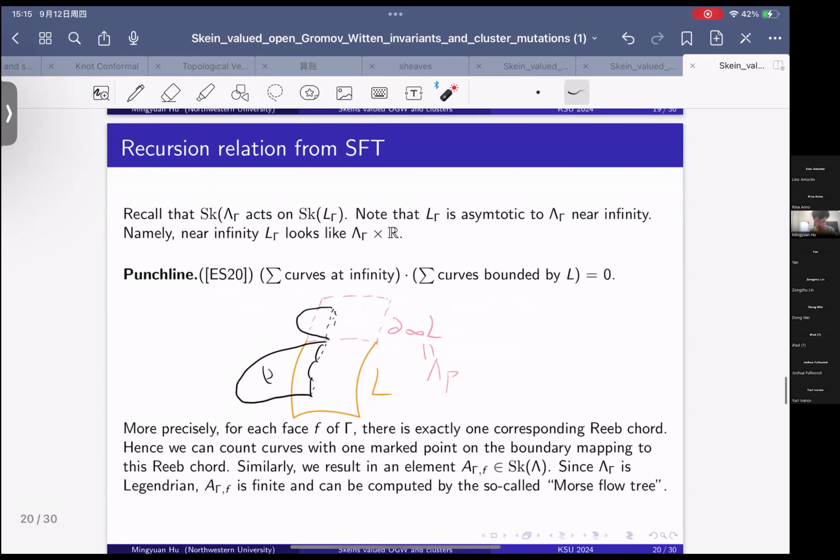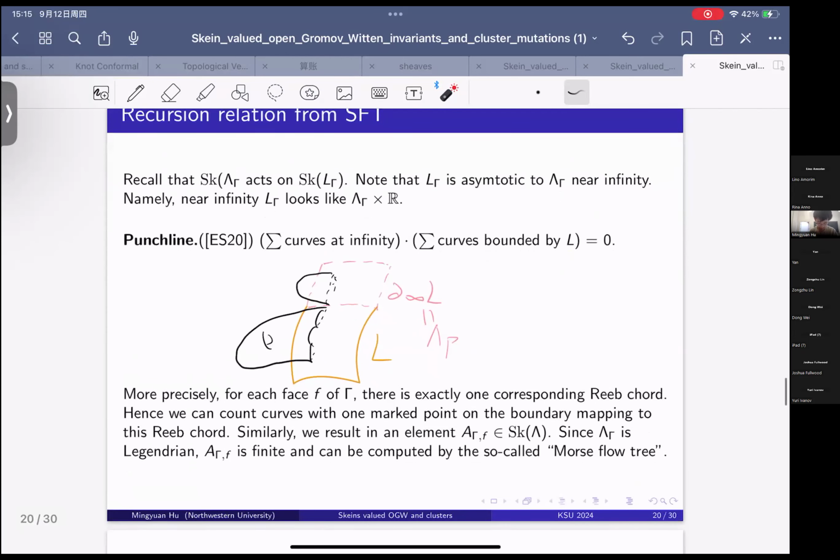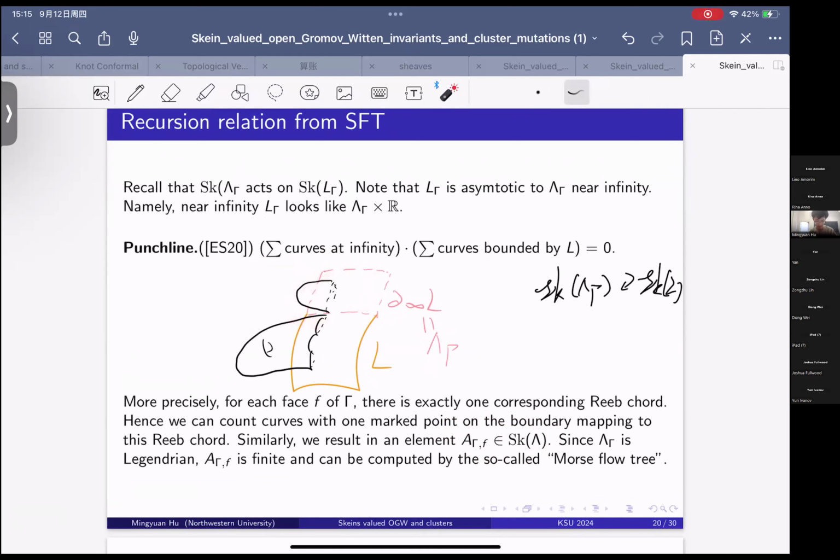What do you mean, sum of curves at infinity? I mean, what this product means. Oh, this product, yeah. I will explain this more precisely later. In the end, we will get something that lives in the skein of gamma. Recall that we have an action of the skein of lambda gamma x on the skein of L. So when we count curves at infinity, in the end we will get something that lives here.